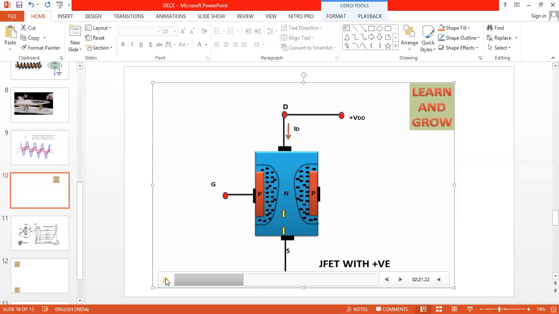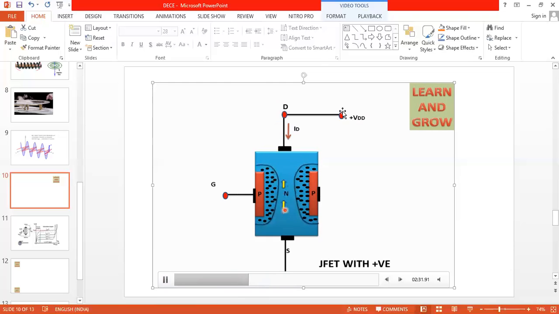So how to turn on the FET? Or what is the confirmation? Whenever the FET is on, electrons travel from source to drain. Once the electrons are moving from source to drain, we confirm that the FET is on. When the FET is on, the device is also on.